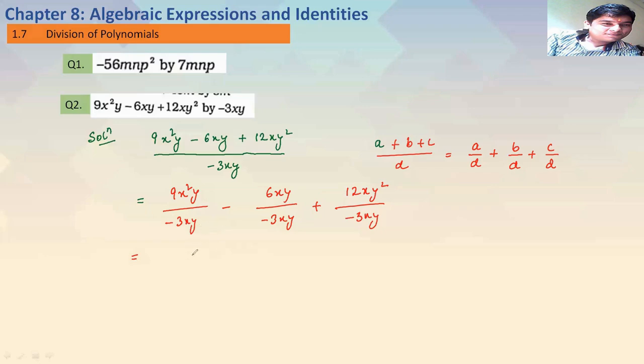9 divided by negative 3 is going to be negative 3. X squared divided by x is going to be x. Y divided by y is going to be 1, so let it be nothing. Okay, that's the first term done. Write a minus in between.